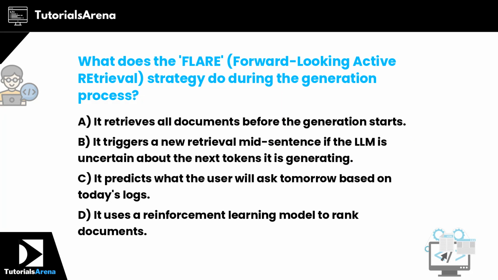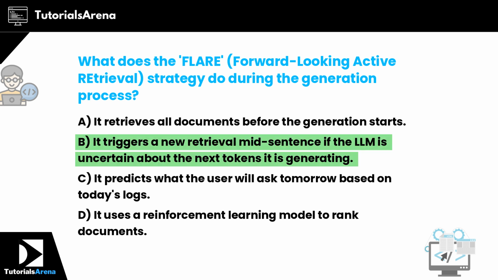What does the FLARE forward-looking active retrieval strategy do during the generation process? The correct answer is option B. It triggers a new retrieval mid-sentence if the LLM is uncertain about the next tokens it is generating.